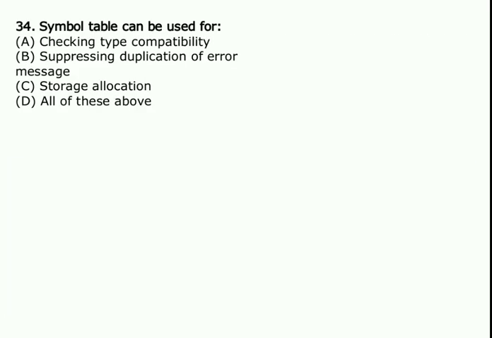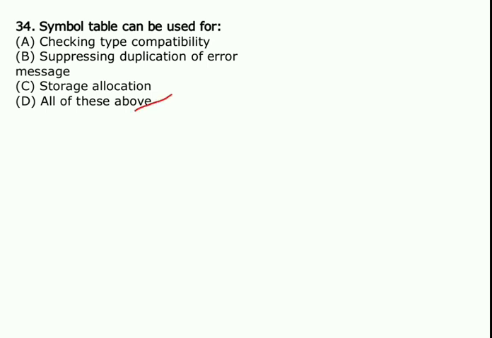Next, symbol table can be used for. The symbol table is an important data structure created and maintained by the compilers in order to store the information about the occurrence of various entities such as variable names, function names, objects, classes, interface, etc. The symbol table is used by both the analysis and the synthesis parts of the compiler. So option D is the correct one. It is all of the above.